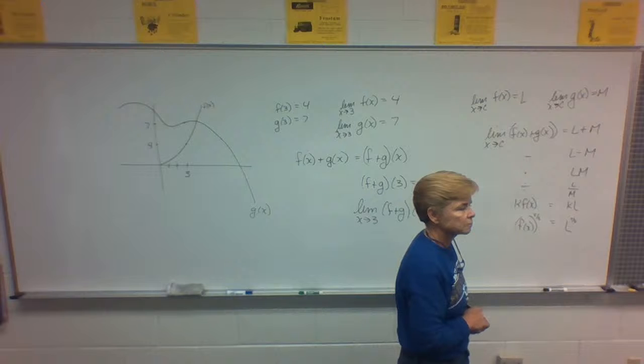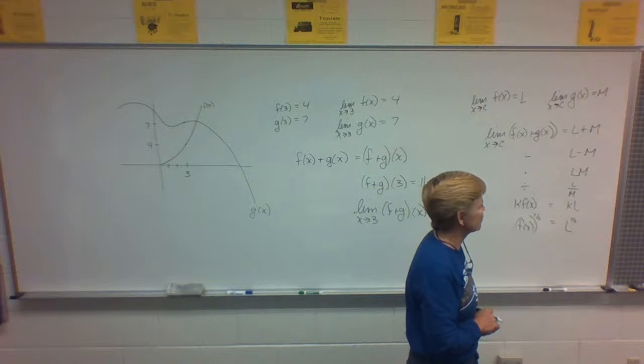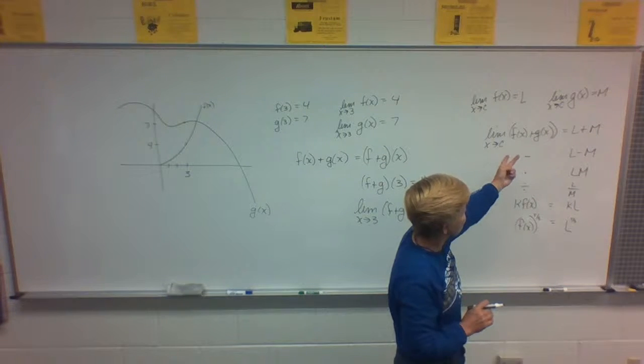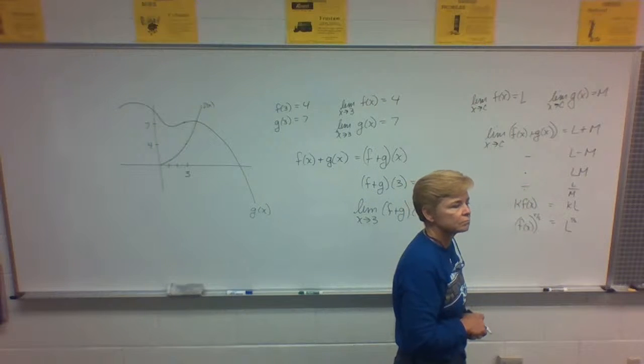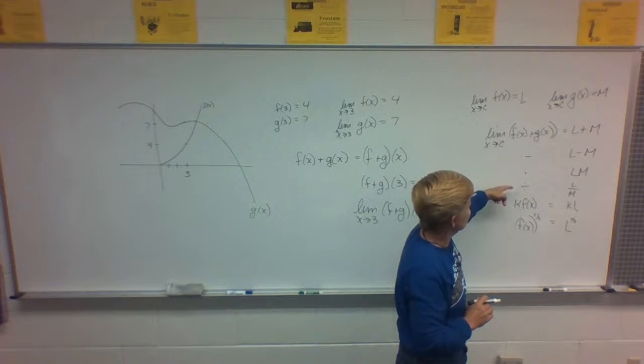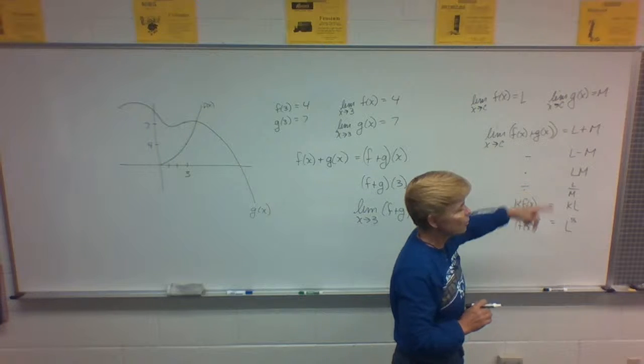Yes. What if they have us do g times f instead of f times g, or is it the same? It's just m times L, which makes no difference because multiplication is commutative. If you do g minus f this way, then it'll be m minus L. If you do over here on the division, if you do g divided by f, then it'll be m over L is its limit.